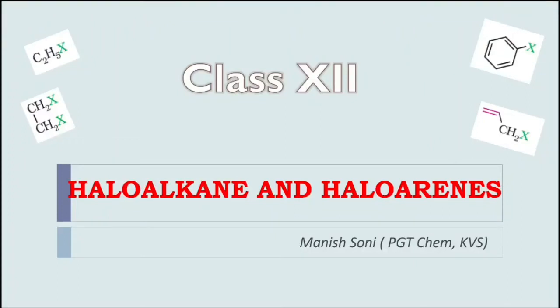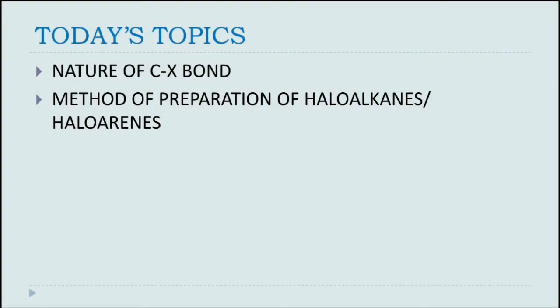In today's class, in the previous class, we discussed classification and nomenclature of haloalkanes and haloarenes, in which we discussed both trivial system or common names and IUPAC names. In today's class, we will discuss the nature of carbon halogen bond, and along with this we will also discuss some methods of preparation for both haloalkanes and haloarenes. Okay, so let's begin.